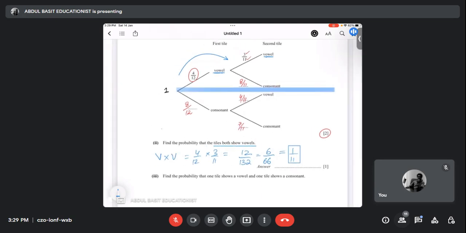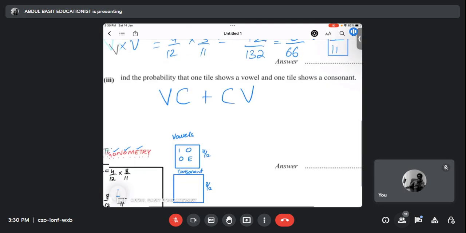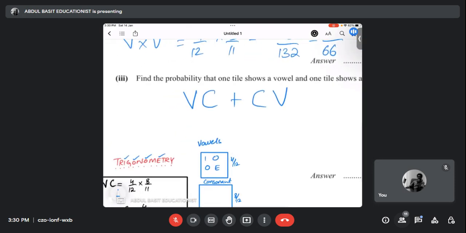Yes sir. Find the probability that one tile shows a vowel and one tile shows a consonant. Is this statement clear? First tell me this: one vowel and one consonant. But it doesn't say that the first one or the second one should be a vowel. Yes or no? Yes. Agree? So guys, we have two possibilities: vowel consonant, consonant vowel. Agree? Yes sir. Okay, keep in mind we have the question available.